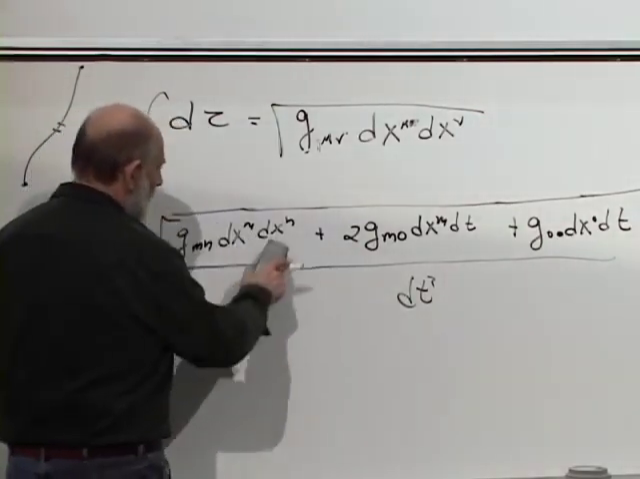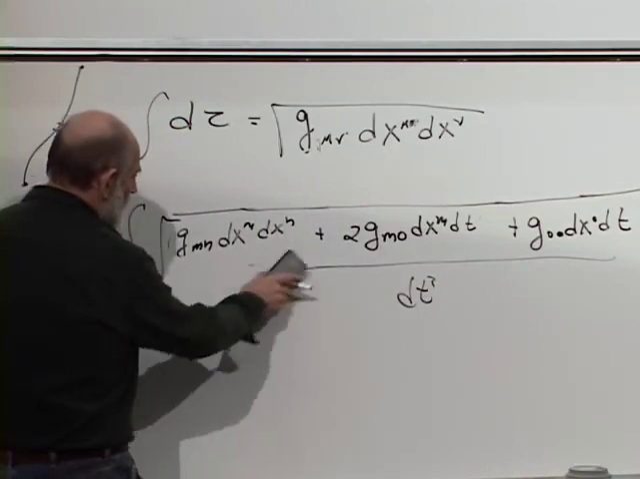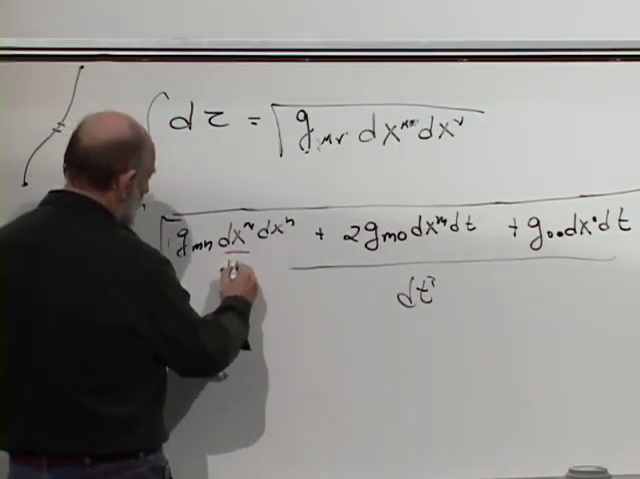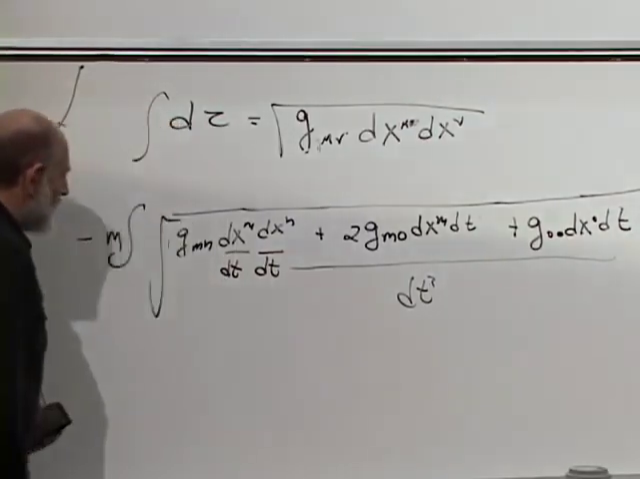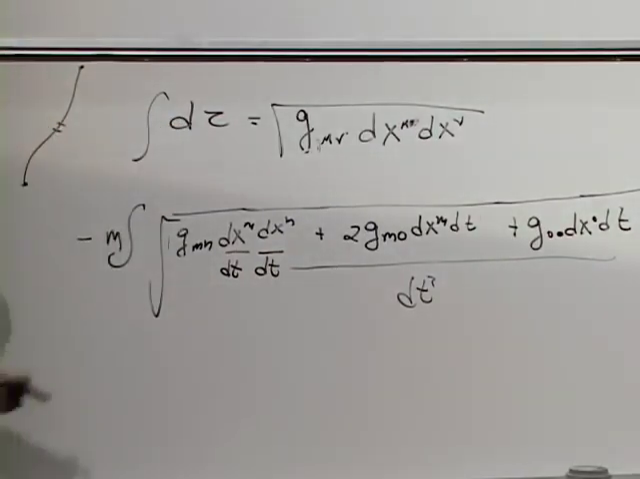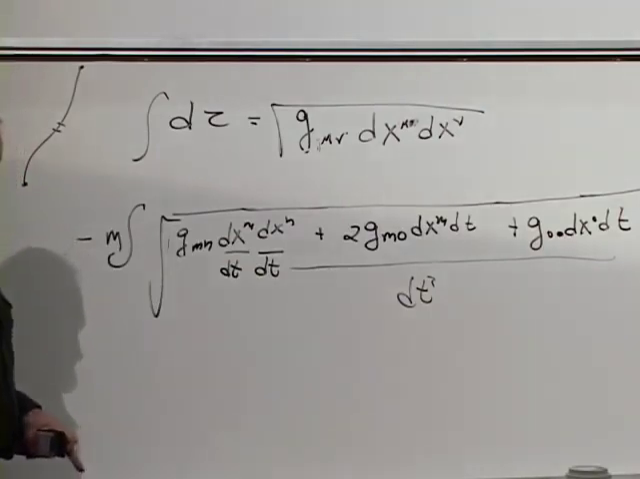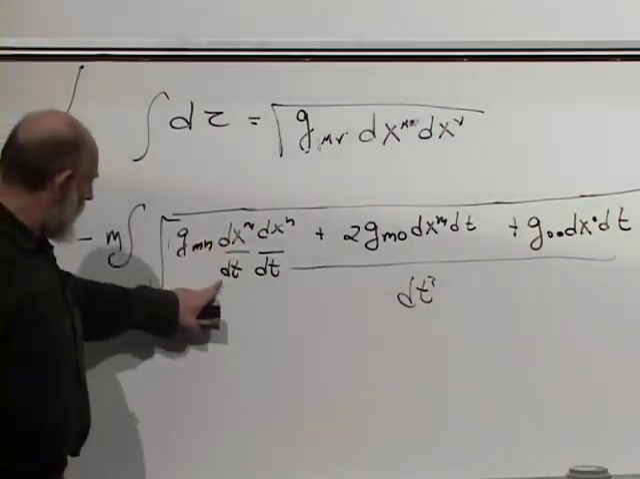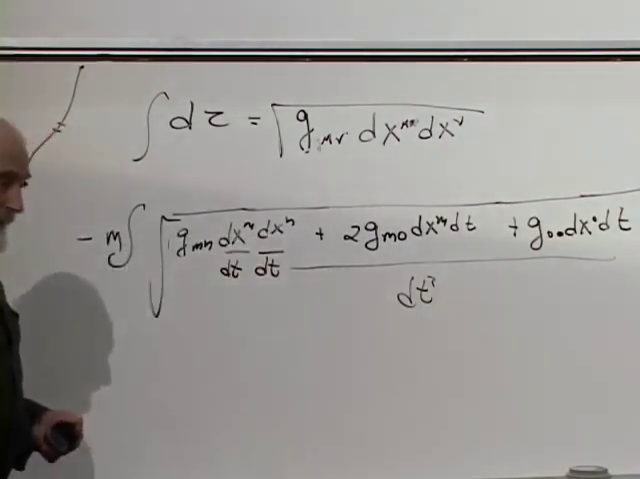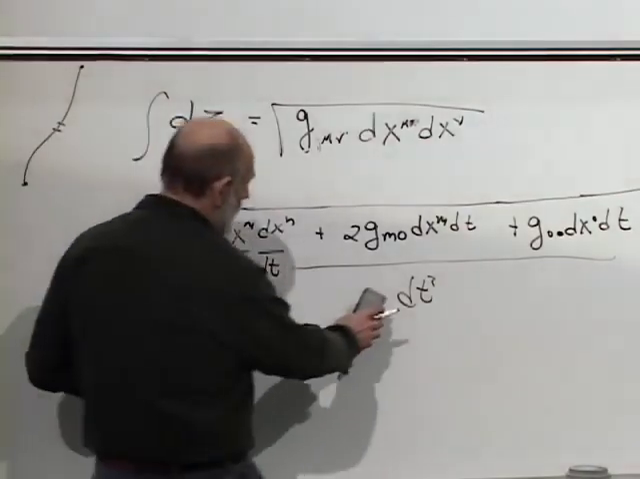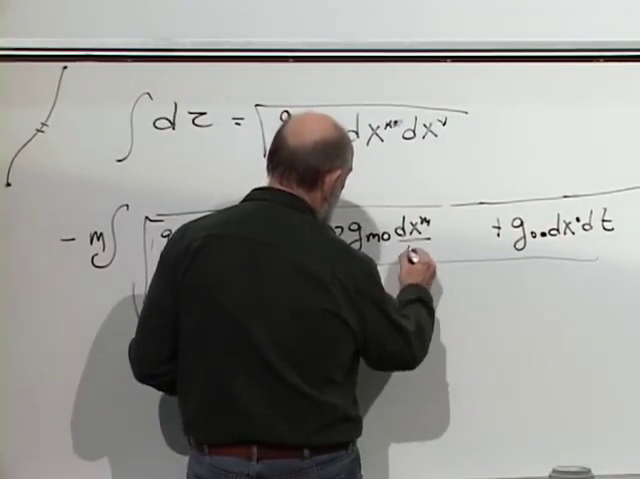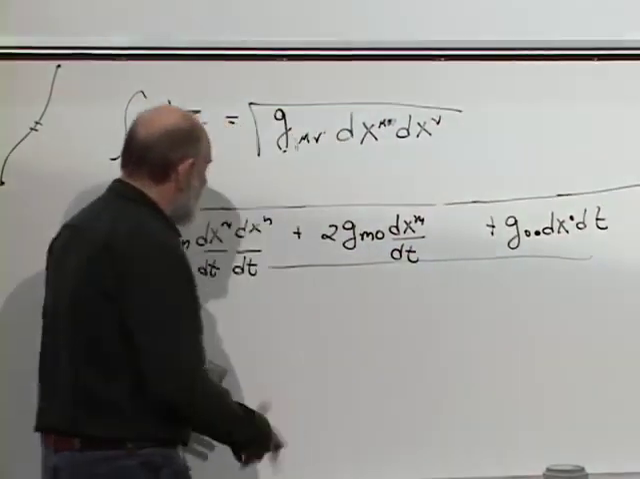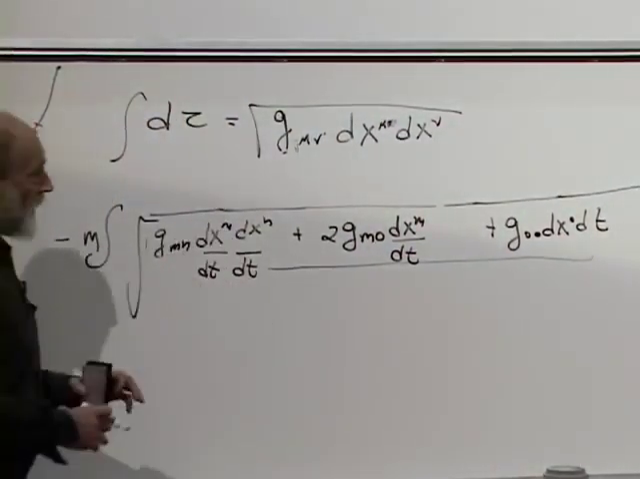Okay, let's look at what we have. dxm by dt times dxn by dt. What is that? That's the product of velocities. This is the mth component of the velocity. This is the nth component of the velocity. Here one dt cancels, and we have dxm by dt. That's also a component, something linear in the velocity.